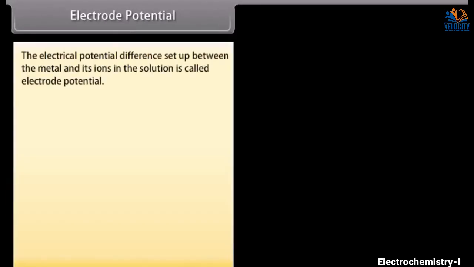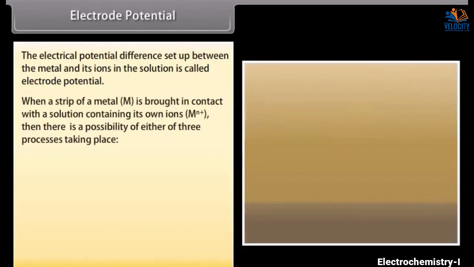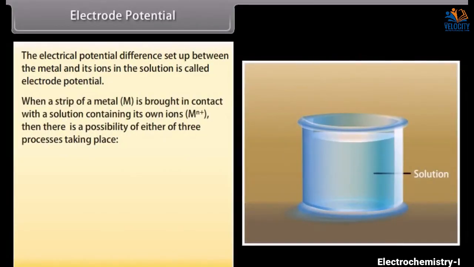Electrode potential. The electrical potential difference set up between the metal and its ions in the solutions is called electrode potential. When a strip of metal is brought in contact with a solution containing its own ions, then there is a possibility of either of three processes taking place.